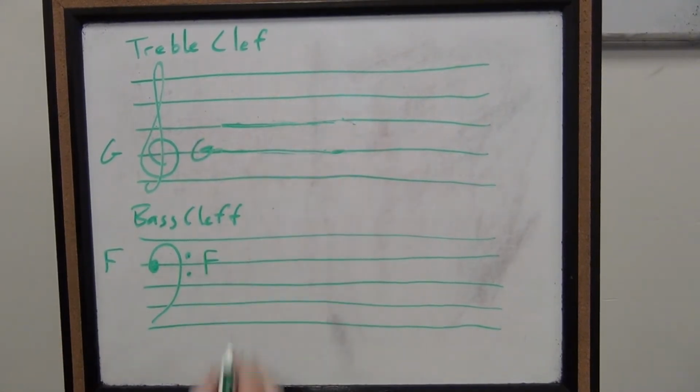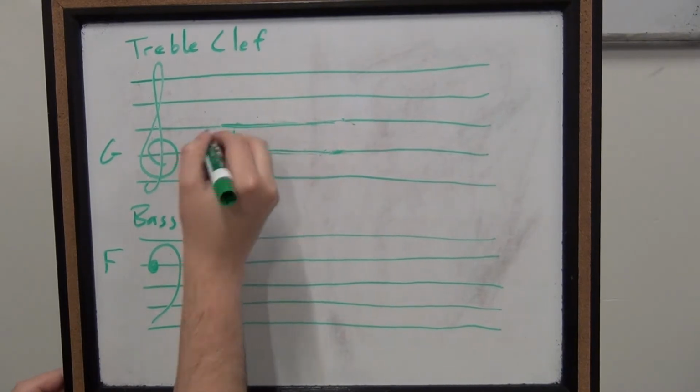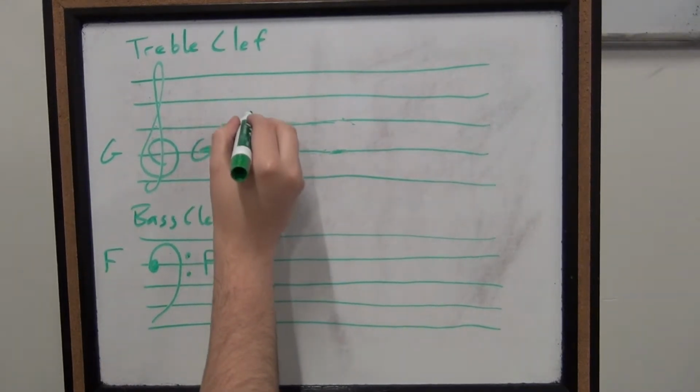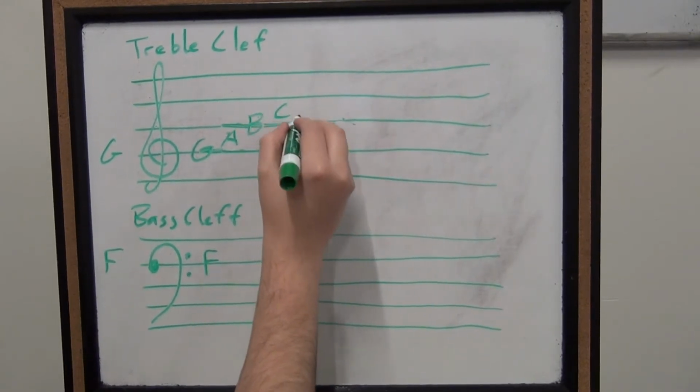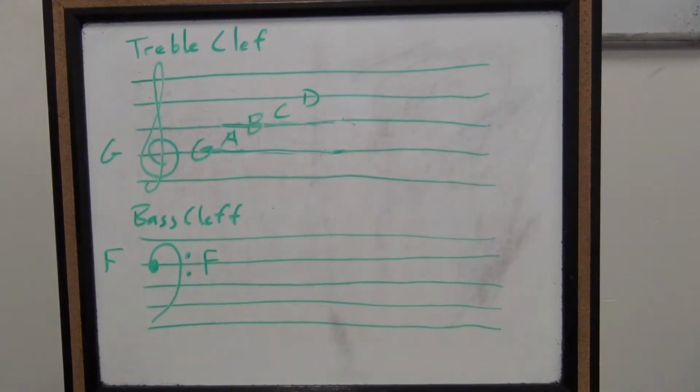It's just your alphabet. Okay, so if this is G, we know in music it just goes A, B, C, D, E, F, G, and once you run out of letters, you start over. So this would be A, and then after A, the next line would be B, and then the next space would be C, and the next line would be D, and we just go down the alphabet.